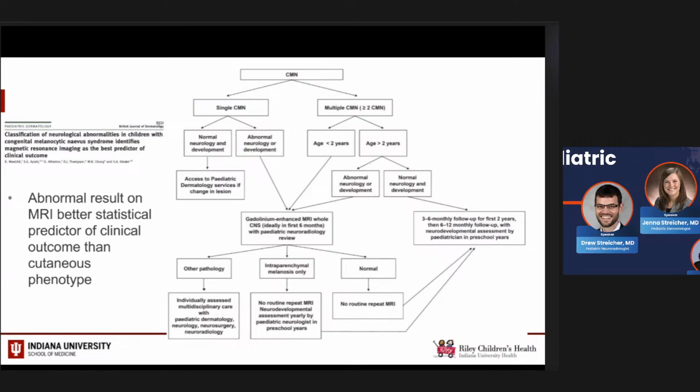If there's just the intraparenchymal melanosis only, and this is helpful because I get these not infrequently back from Drew or other pediatric neuroradiologists, those kiddos, I don't have to do any repeat imaging. We usually just do annual assessments of development with their neurologist. So I just refer them to neurology just to make sure they're developing well. The risk here is thinking about seizures and things. And then if it's normal, we don't have to repeat any imaging.